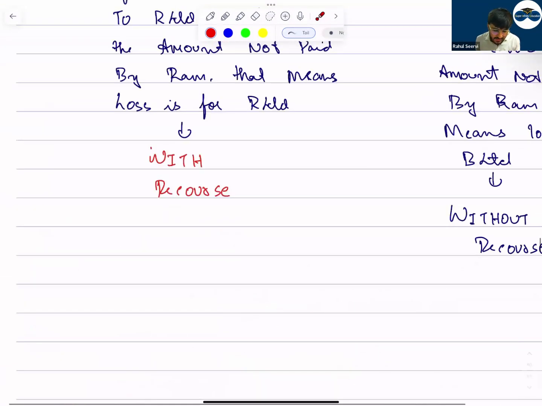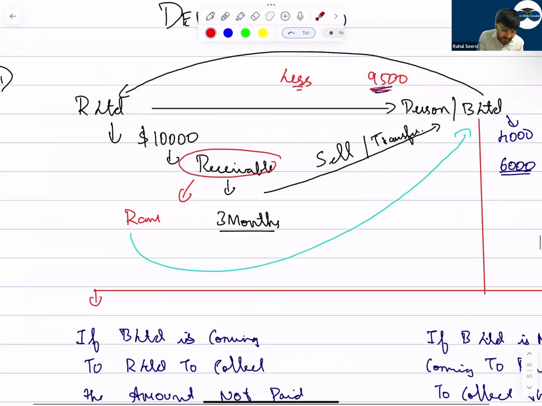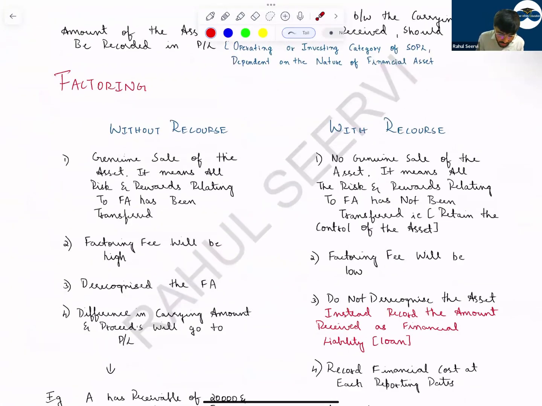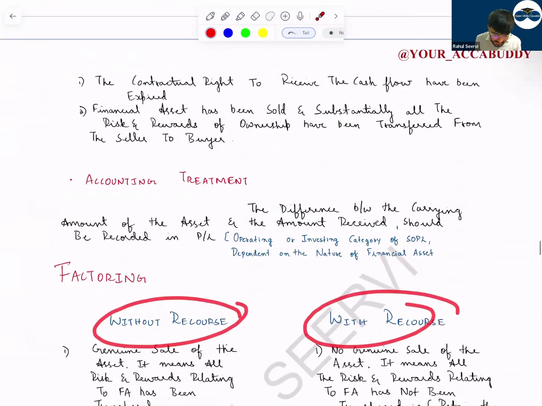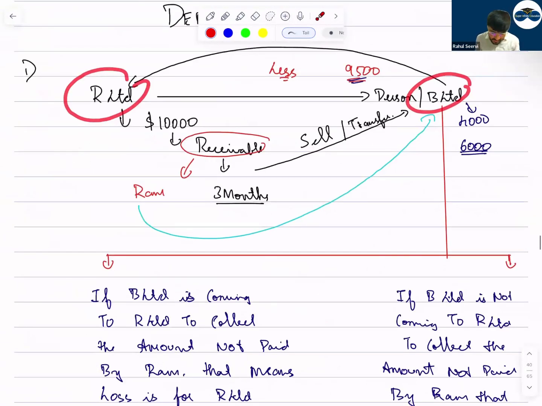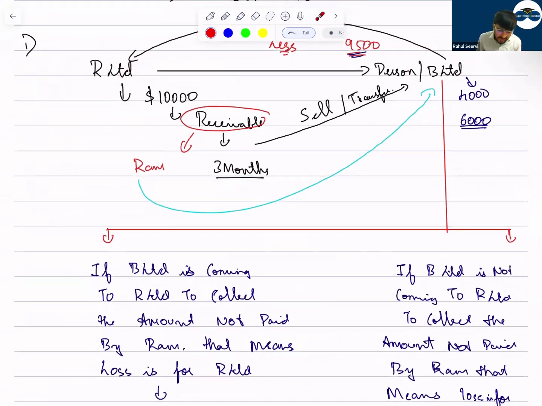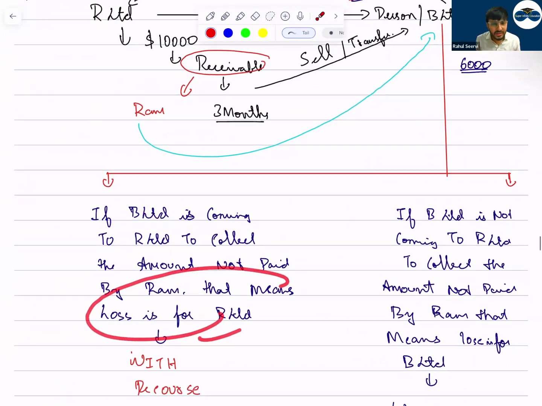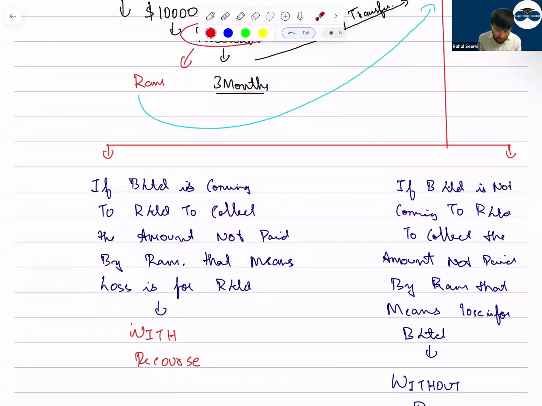So then we had seen the accounting here. We had seen factoring, which is regularly tested in MCQ or in single entity, without recourse and with recourse. So we had taken an example, R Limited and B Limited. If B Limited can come back, this will not be a sale. If B Limited is coming back to R Limited to collect the money, then there is no sale. Then it's not a genuine sale.